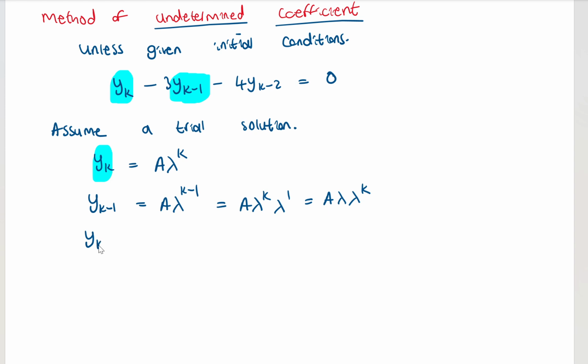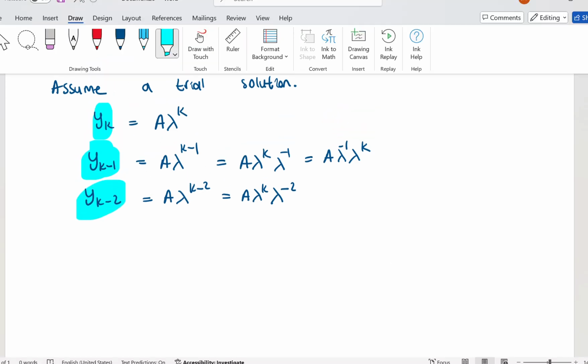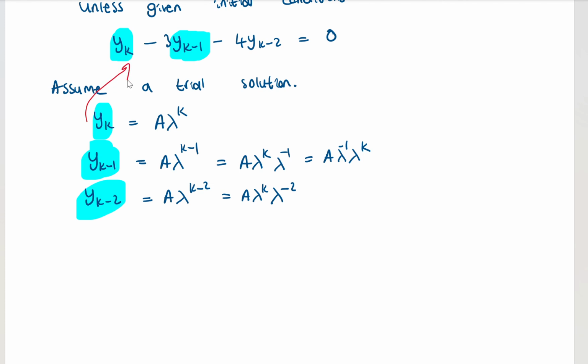y sub k minus 2, I do the same thing. Here and here, I put k minus 2. So y sub k minus 2 is going to be equal to a lambda to the power of k minus 2, which is equal to a lambda k multiplied by lambda to the power of negative 2. So now we have identified these three things. I'm going to take them and put them in that expression where I found them.